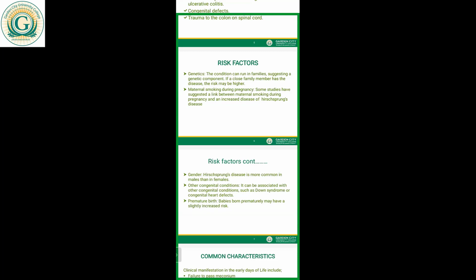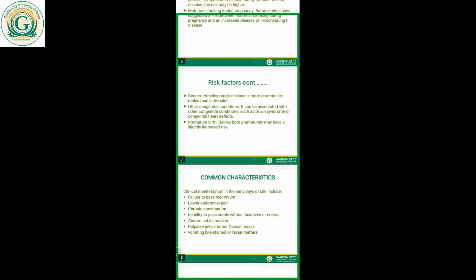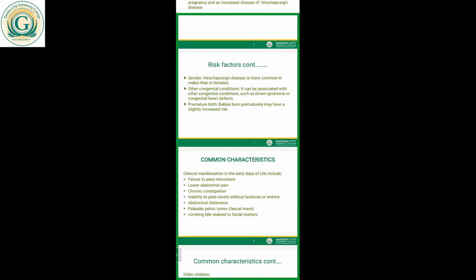Maternal smoking during pregnancy. Some studies have suggested a link between maternal smoking during pregnancy and an increased risk of Hirschsprung's disease. Gender. Hirschsprung's disease is more common in males than females. Other congenital conditions. It can be associated with other congenital conditions such as Down syndrome or congenital heart defect. Premature birth. Babies born prematurely may have a slightly increased risk.